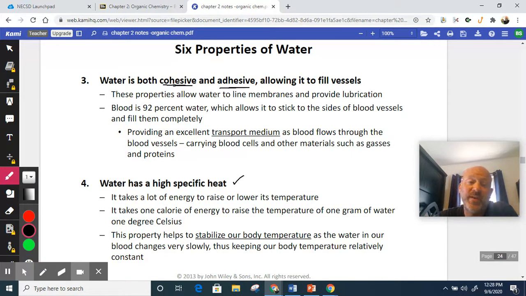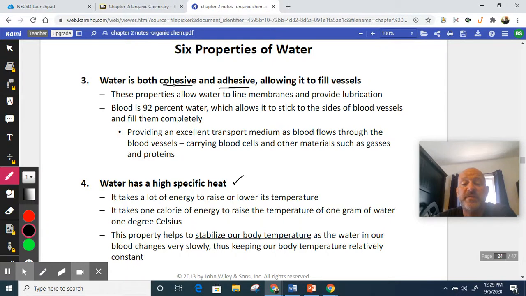Now, water, if you were to go outside and take the temperature of the pond that's close to your house, it might read a certain temperature. Let's say it reads 75 degrees. And in 24 hours, it might drop 1 degree, maybe 2 degrees. And the reason for that is because it has a high specific heat. It takes a lot of energy to change the temperature of water. It's a very stable molecule, right?